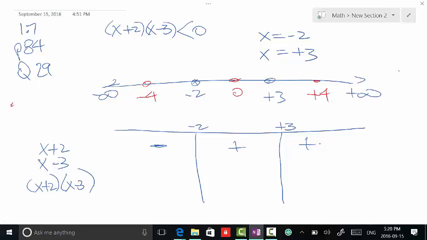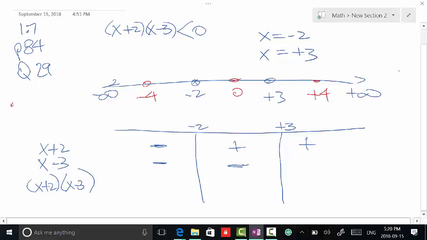What about the expression x - 3? For the expression x - 3, when x is -4, -4 - 3 is -7, so the expression will be negative. What about when x equals 0? 0 - 3 is negative. The expression will be negative there. And when x is +4, 4 - 3 is +1, so it'll be positive.